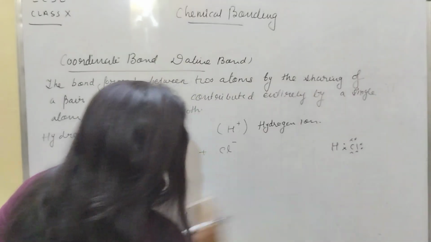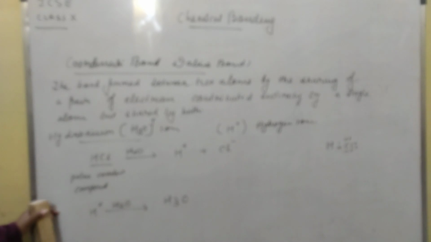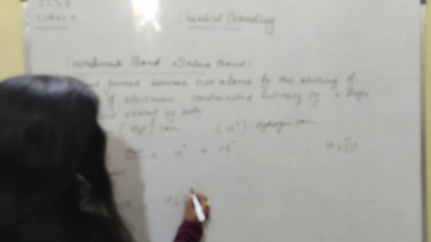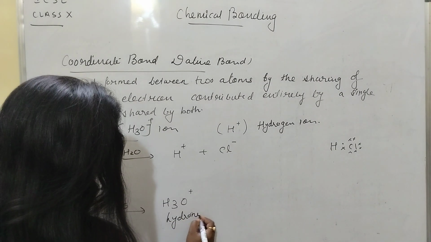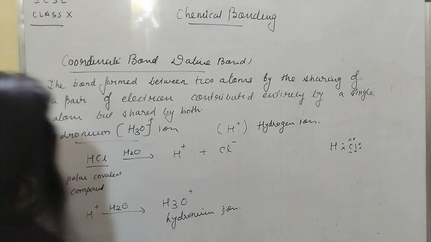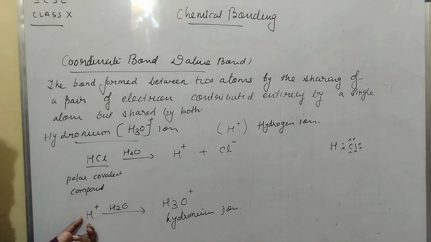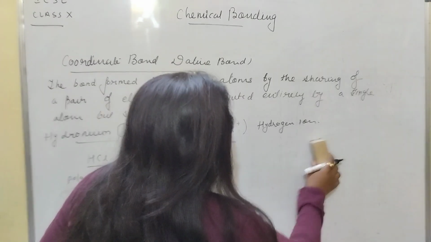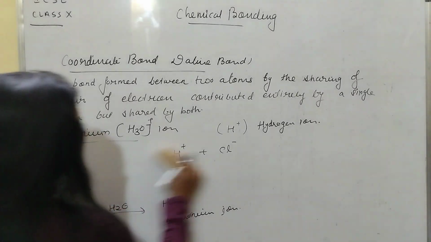So what happened? Immediately it combined with another water molecule. This H plus combines with the water molecule and forms H3O, and this H3O is called the hydronium ion. Since it is an extremely unstable species, this H plus immediately adds on to another water molecule. How is it getting added to the water molecule? For that we have to see the structure of the water molecule.